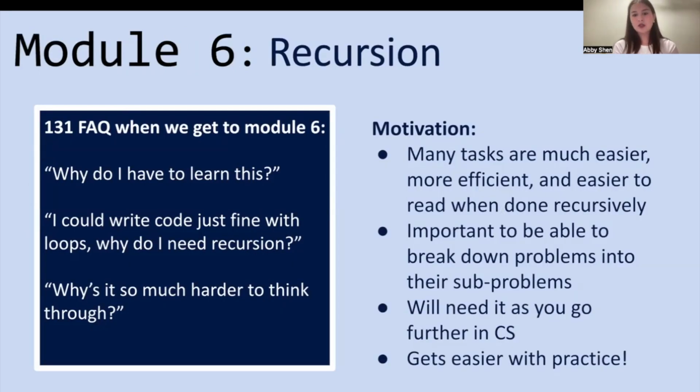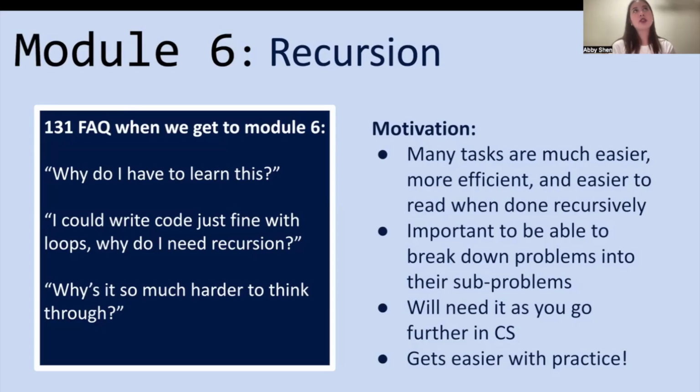Okay, so Module 6 covers recursion, which is widely regarded to be the hardest module in 131. So I think it's important to make sure you fully understand the base level concepts here. Some commonly asked questions that we get when we get to this module are, why do I have to learn this? I could write code just fine with loops. Why would I need to add in recursion? And then, why is this so much harder to think through?